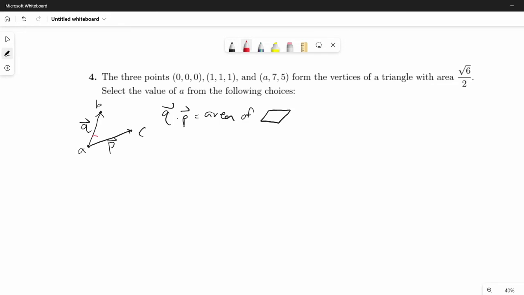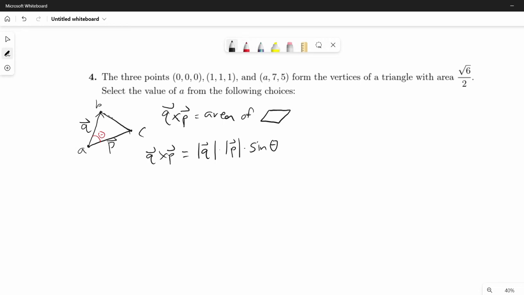So if we have the angle theta, let's complete the triangle here. The cross product between these two will be the length of Q times the length of P times the sine of the angle, the angle theta.